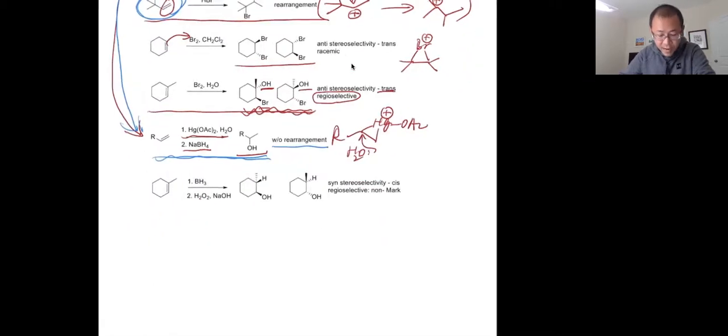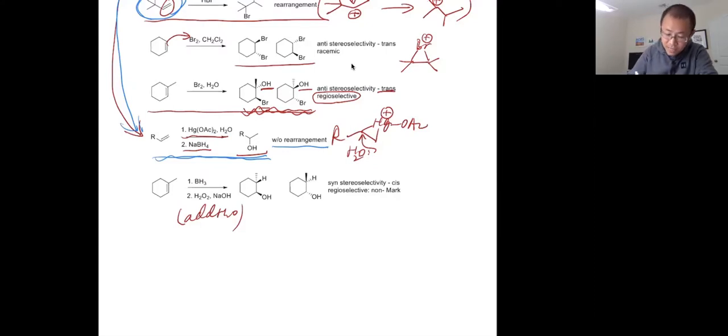Okay, next reaction is hydroboration followed by oxidation. I think you guys now should be very familiar with this reaction because I even gave you a paper on this reaction. This reaction basically also serves as adding water. Just like hydration, the end result is hydration. But there is some difference between this hydration and the ones we learned before.